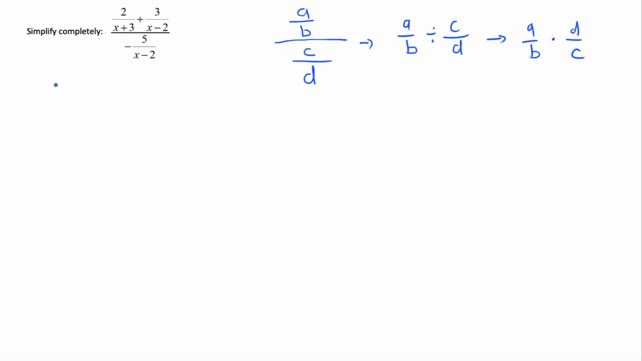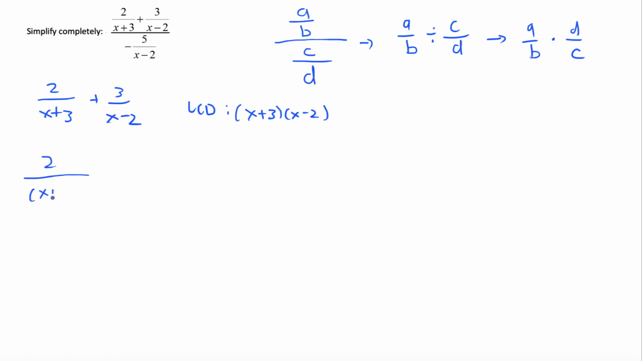So let's go ahead and add these together. We get 2 over x plus 3 plus 3 over x minus 2. Now the LCD in this case is just going to be each denominator, the x plus 3 times the x minus 2. So what we want to do is rewrite these. We're going to build the equivalent form of these two fractions.